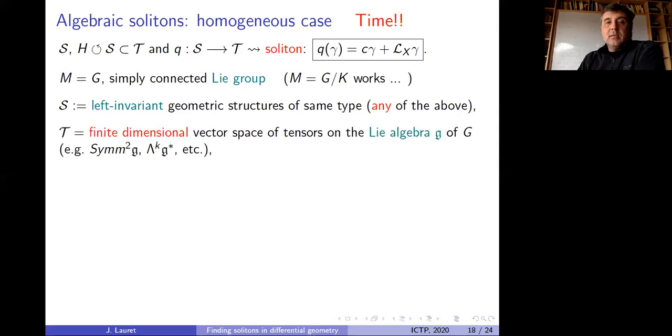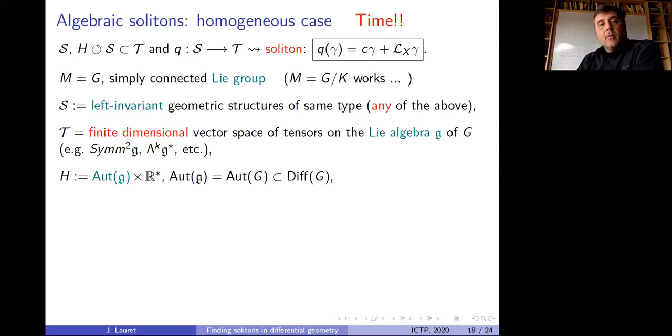In this case, since the tensors are left invariant, then T will be a finite dimensional vector space on the Lie algebra. And accordingly, the equivalence will be defined using these algebraic diffeomorphisms, which are the automorphisms of the Lie group. So you consider that two metrics are equivalent if they are equivalent via an automorphism of the group, not only a diffeomorphism. Okay, to keep everything in the context.